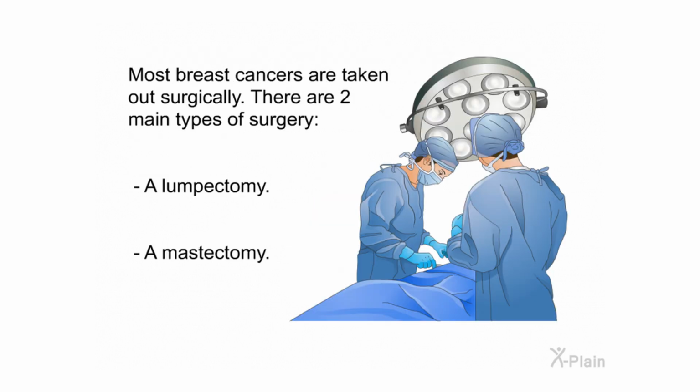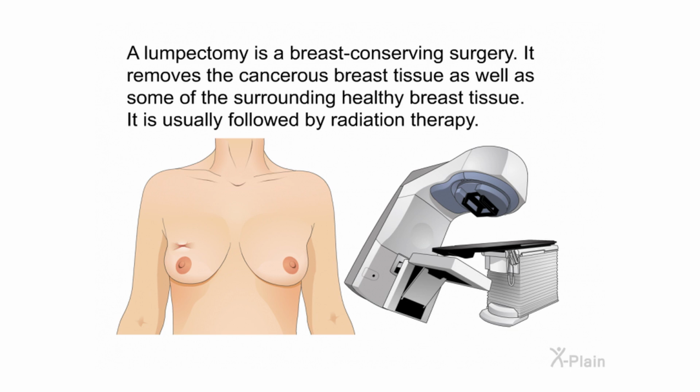Most breast cancers are taken out surgically. There are two main types of surgery: a lumpectomy and a mastectomy. A lumpectomy is a breast-conserving surgery. It removes the cancerous breast tissue as well as some of the surrounding healthy breast tissue. It is usually followed by radiation therapy.